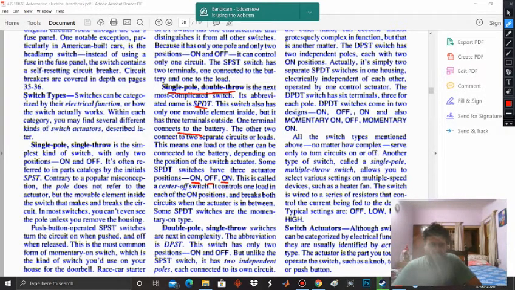This is called a center off switch. So the off position is located at the center. It controls one load in each of the on positions and breaks both the circuits when the actuator is in between. Some SPDT switches are momentary on, that means spring action. So let us see how an SPDT looks.